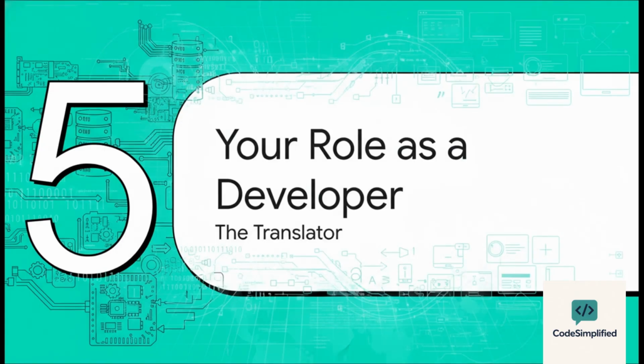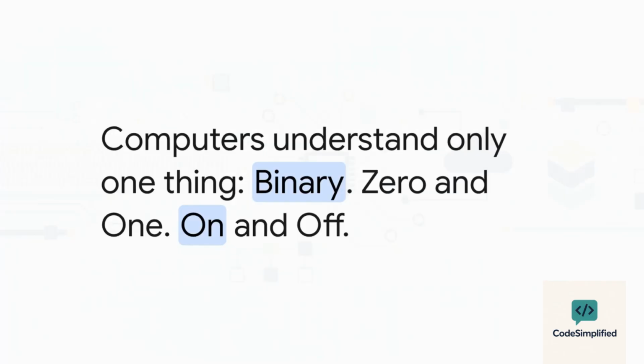All right, we've talked hardware, we've talked operating systems, we've talked networks. So the big question is, where do you, the developer, fit into this whole picture? Well, it's simple. You're the translator. Here's the most fundamental truth you have to get. Computers understand exactly one language: binary. That's it. Zeros and ones. On and off. They don't get words, they don't get complex ideas. Not on their own, anyway.